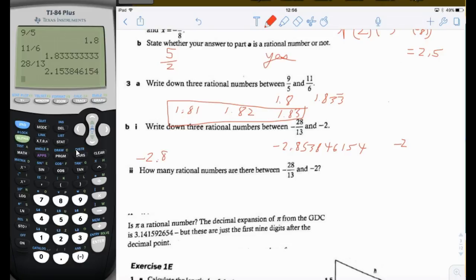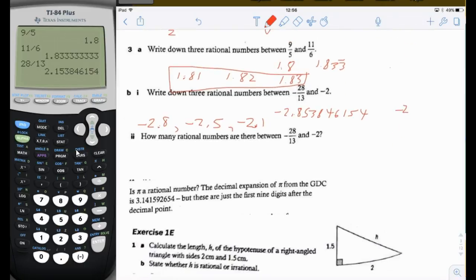Negative 2.8 is to the right of negative 2.85 on the number line. We could put negative 2.5, and we put negative 2.1. Those are all numbers between those 2 numbers. 3 rational numbers that are between those. And we could even do something fancy, like negative 2.1 repeating forever. That is also a rational number because it repeats the pattern.